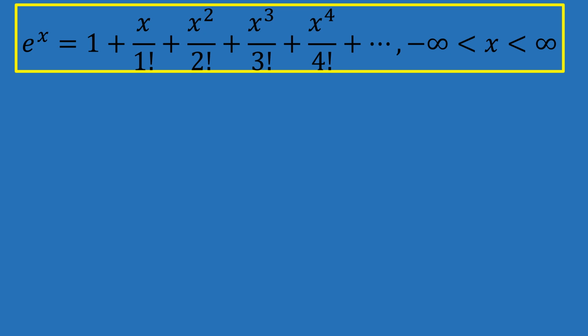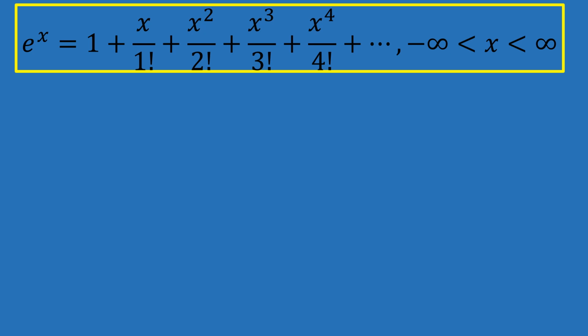The value e is called the Euler's number, that is E-U-L-E-R, and that value of e is approximately equal to 2.718.